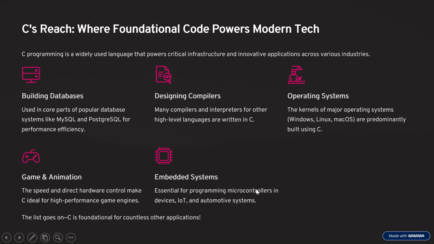Now we can see the foundation code that powers modern tech in C. It is used for building databases, designing compilers, operating systems, games and animations, and embedded systems also. See, C is the foundation of countless applications. We can see here five applications which are shown here.